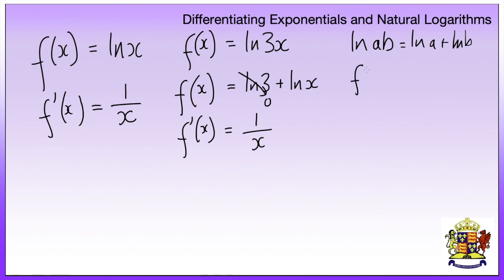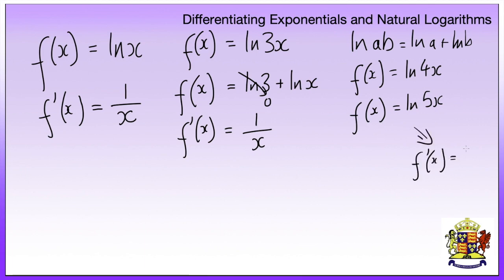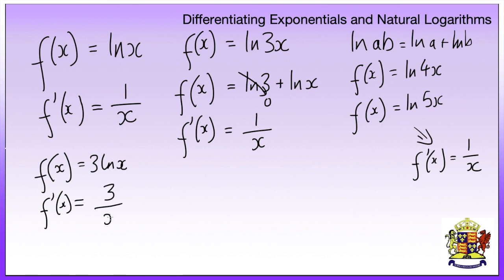Similarly, if I have f of x equals ln 4x, or f of x equals ln 5x, they're going to get the same treatment. They're going to become 1 over x. Well, what if I have f of x equals 3 ln x instead of ln 3x? In this case, when I differentiate, ln x becomes 1 over x, and 3 stays where it is. So I get 3 over x. A slightly different situation.